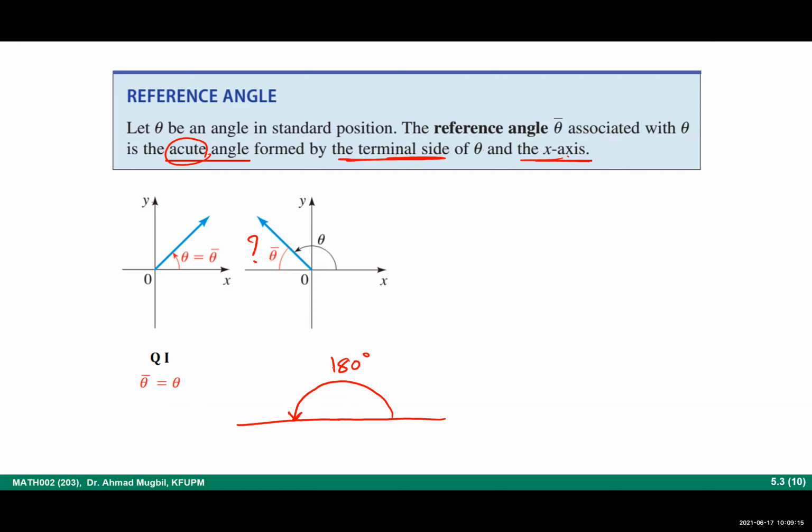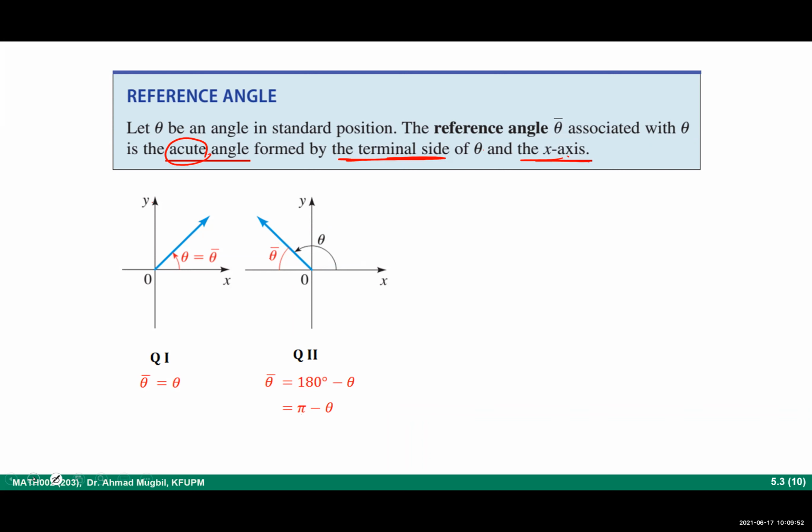Minus pi. This angle, Shabab, the whole one here, is a straight angle. It is 180 degrees. So to find this, you will subtract. I need only this part, so I will subtract from 180, removing this part from here. What is remaining is this. So theta bar is 180 minus theta. In radians, this is pi minus theta. This is if we are in the second quadrant.